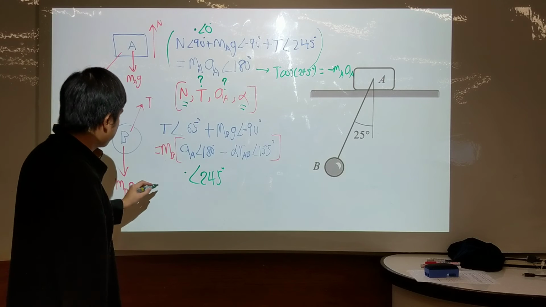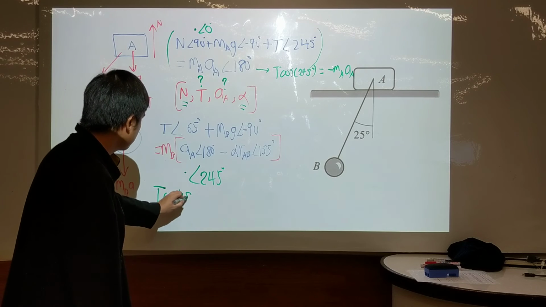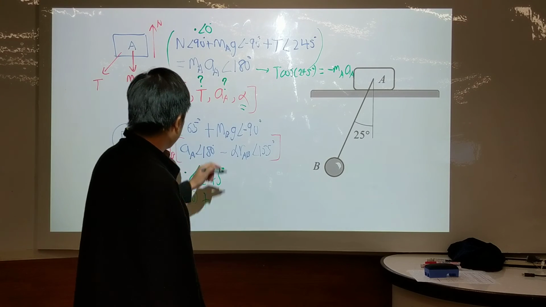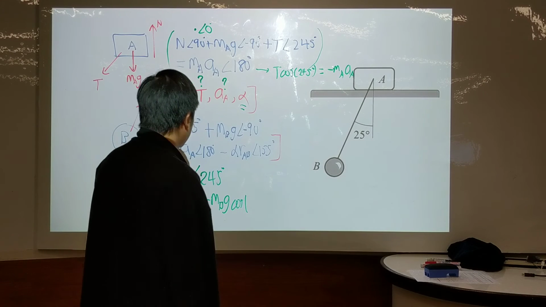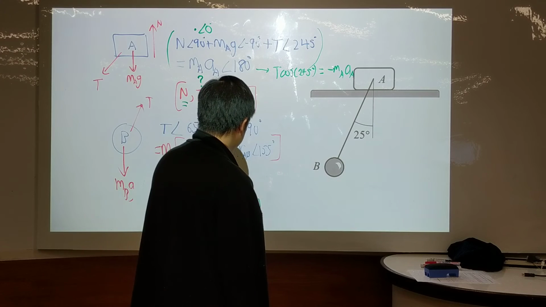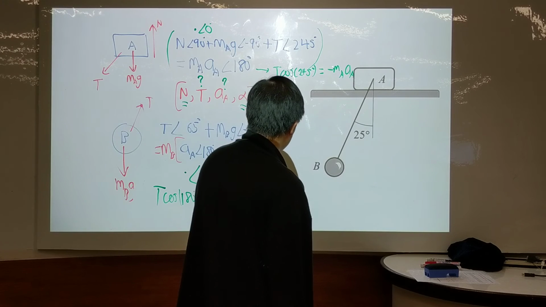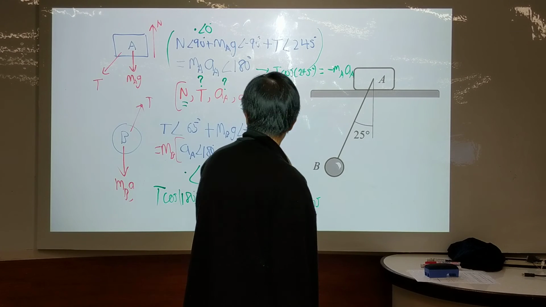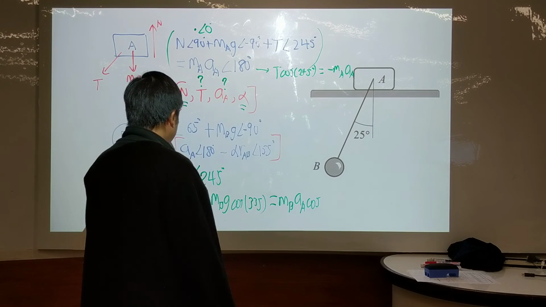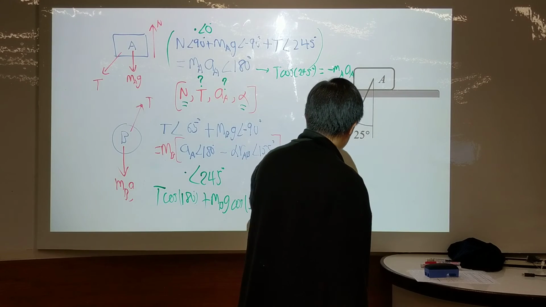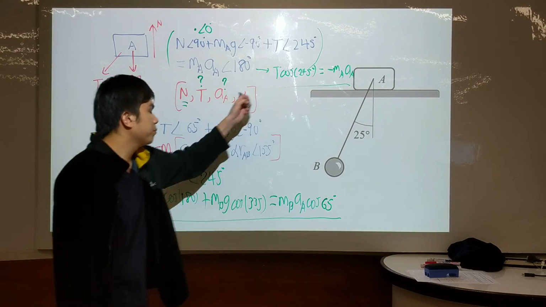If I dot product with 254, I get T cos, let me see, 65, which is 180 minus 245 is just equal to 65 degrees, plus m_B g cos 335 is equal to m_B a. This is my second equation. My first equation and my second equation.